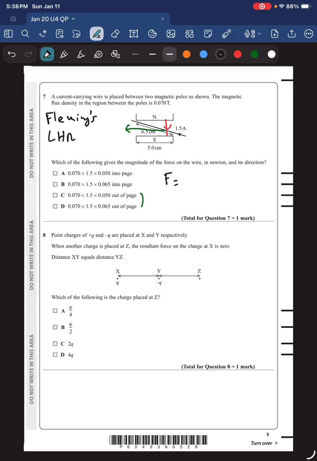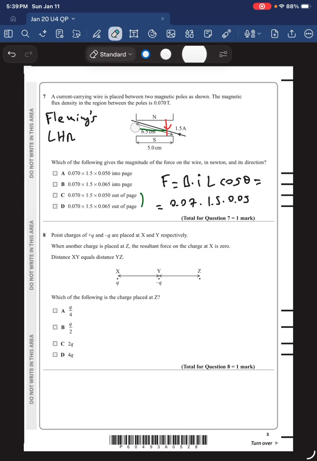F is BIL, and the component of the current that is perpendicular to B is given by I times cosine theta. So that's 0.07 times the current, which is 1.5, times the length, which is 0.05. And then the cosine of theta, the way I drew it is confusing.